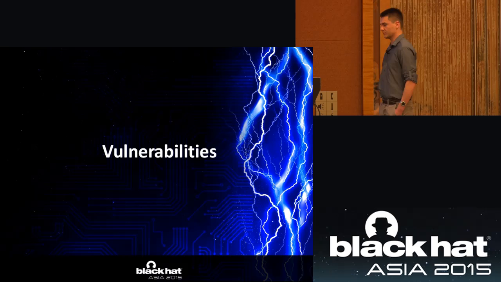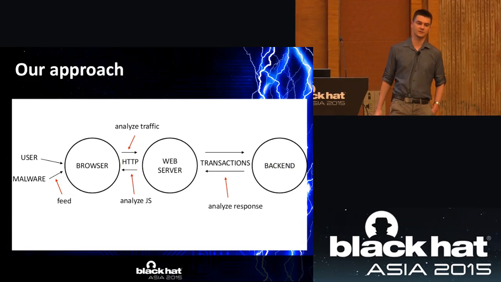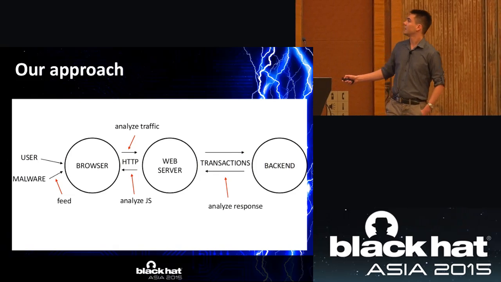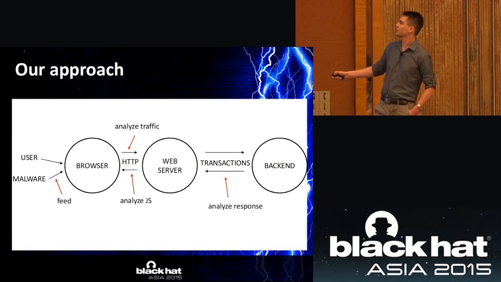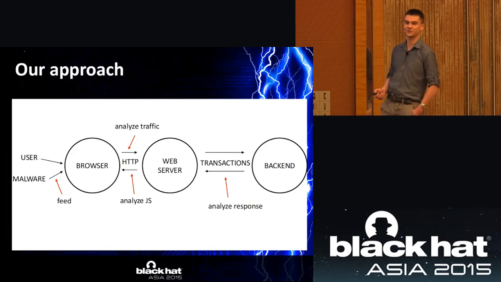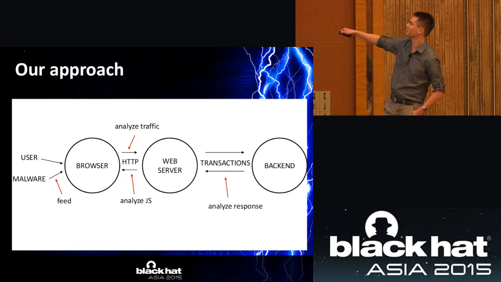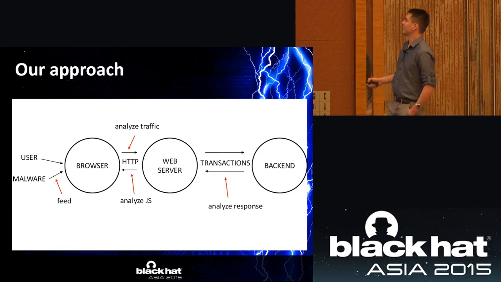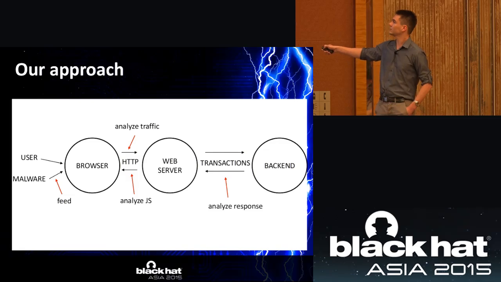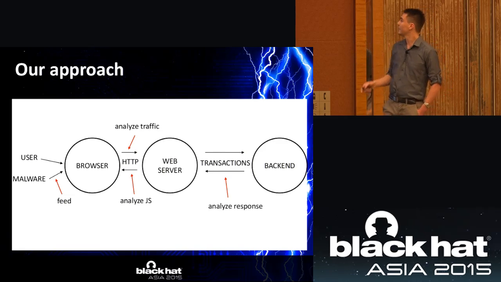So let's go to the vulnerabilities we found. Our approach for testing these solutions was actually feeding protected sites with traffic from an infected machine. We're feeding it with malware. And like if you eat Asian food, you look for something suspicious on the output. So we analyzed traffic from the browser to the web server. And we analyzed what the web server sends to the client. So we analyzed the JavaScript that is going on.